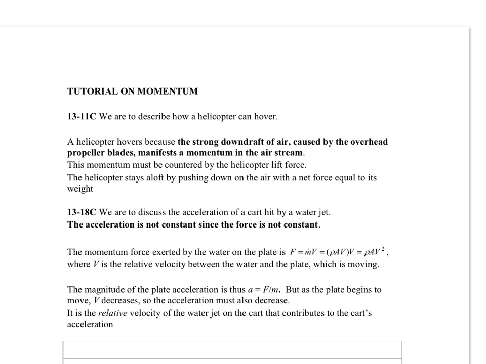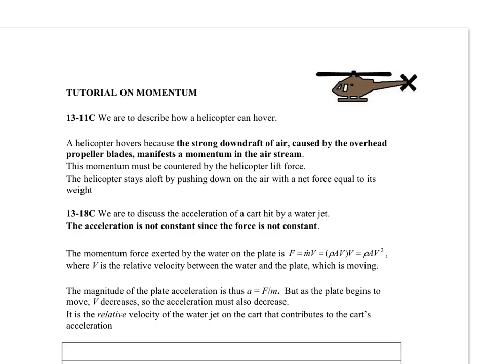Let's look at the questions in your tutorial sheet on momentum. First, we are asked to describe how a helicopter can hover. Right, here we have a helicopter, and the helicopter hovers because of the strong downdraft of air. What is the downdraft of air we are talking about?